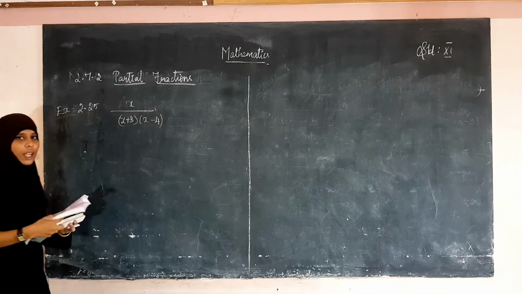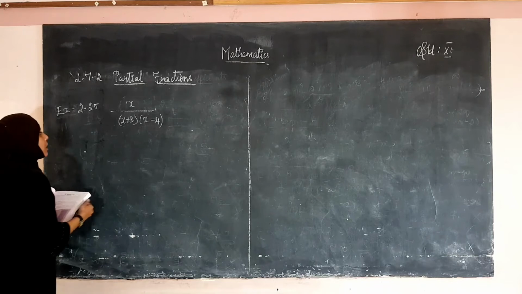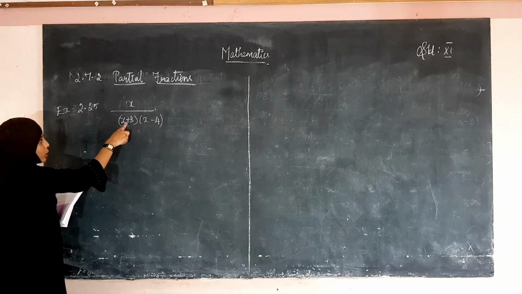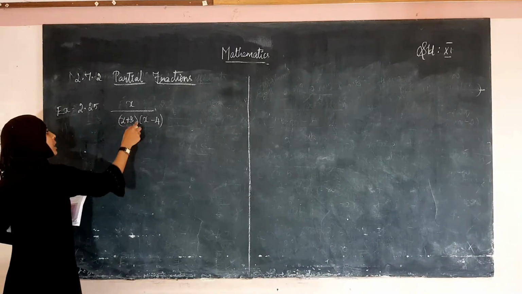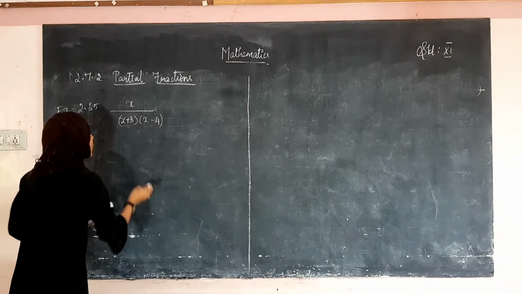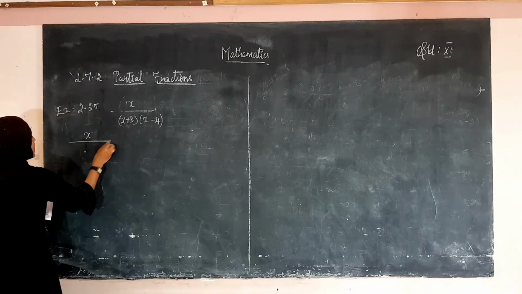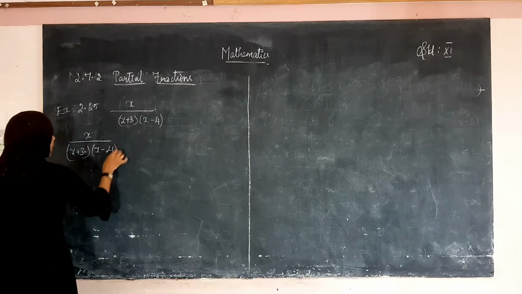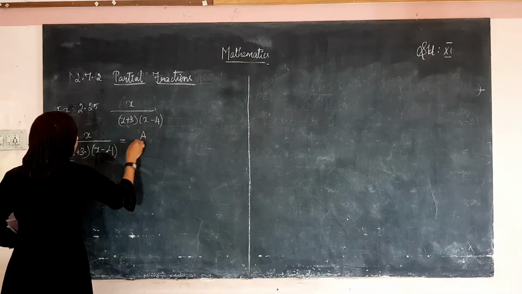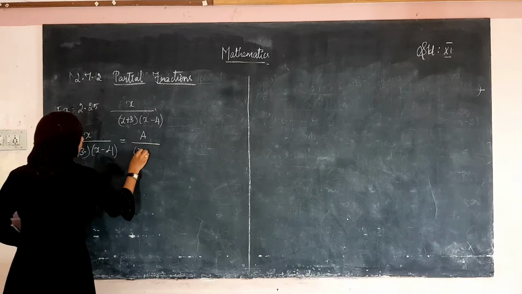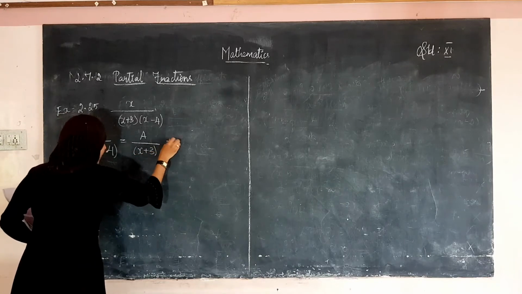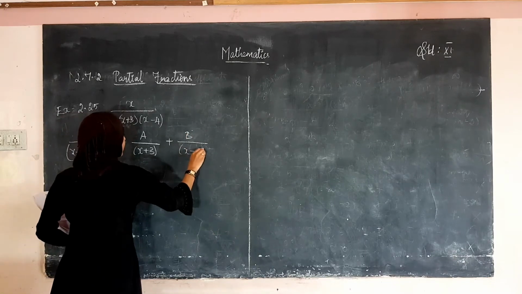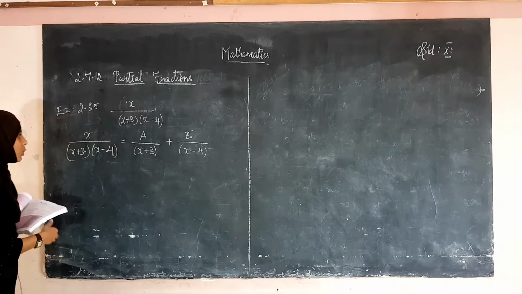In your question itself they have given the factors, right? Do we have any real roots here? Of course, x is equal to minus 3, which is a real number, and x is equal to 4, which is a real number. So we can split this as x divided by x plus 3 into x minus 4 is equal to a divided by x plus 3 plus b divided by x minus 4. That's it. Now you have to simplify.